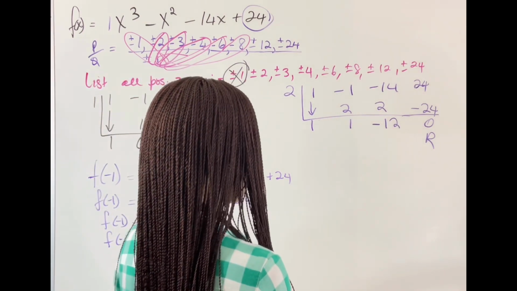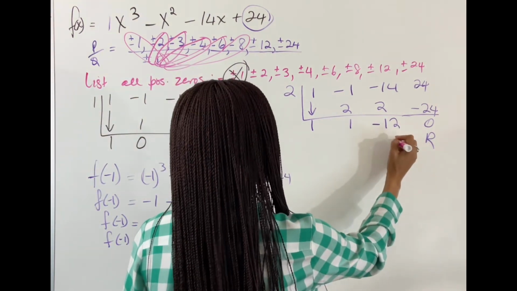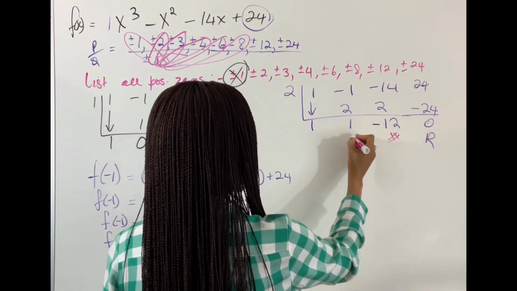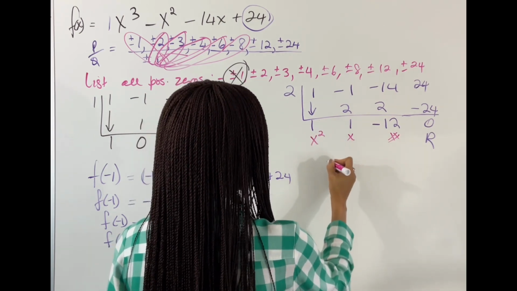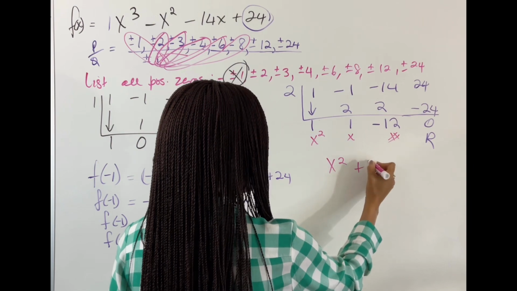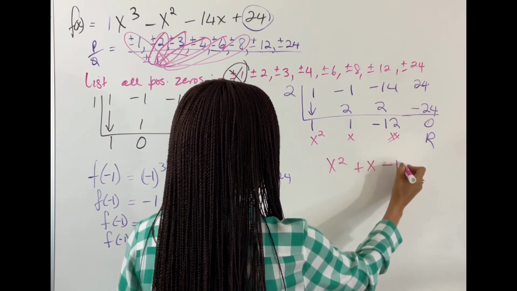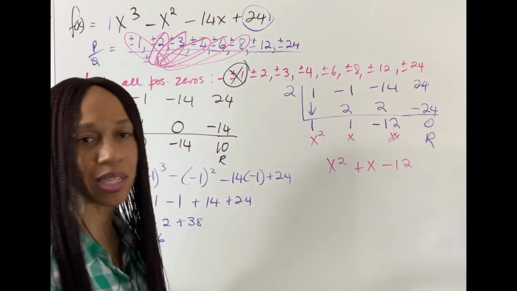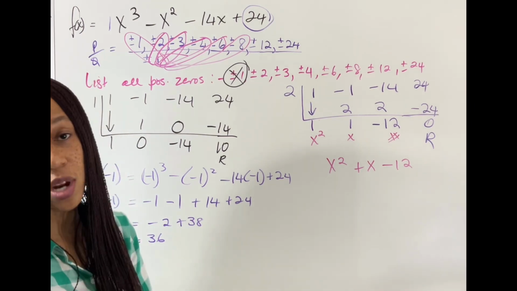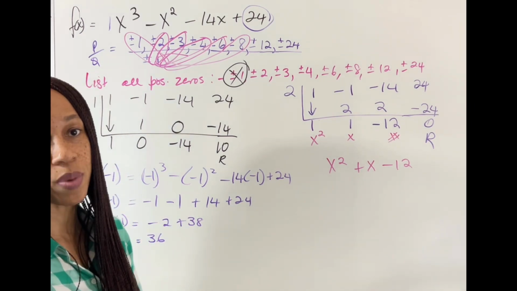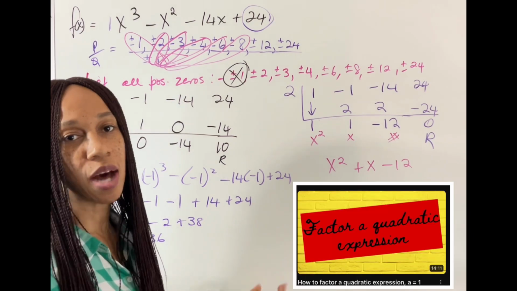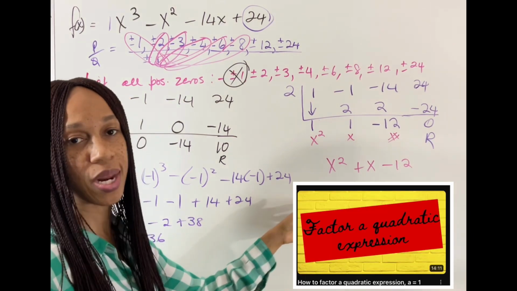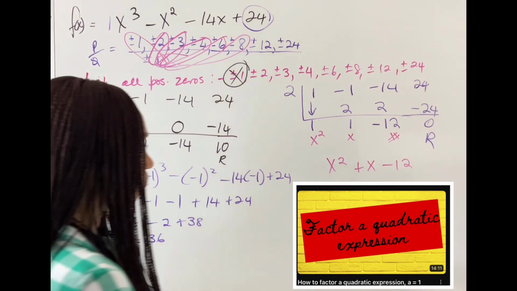So we will now be able to identify what is left. So we have our number there. This is going to be our x value. This is going to be our x to the second power value. So we will be left with x squared plus x minus 12. We can factor this out because this is a simple trinomial, and if you don't know how to factor a simple trinomial where a is 1, you can go back and watch my video on how to factor a trinomial when a is equal to 1.